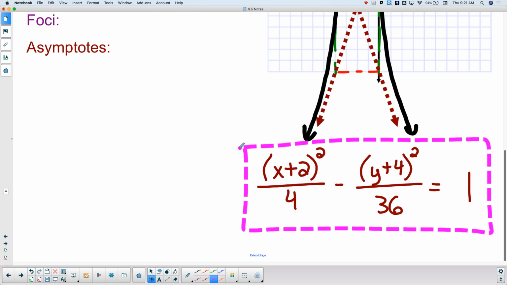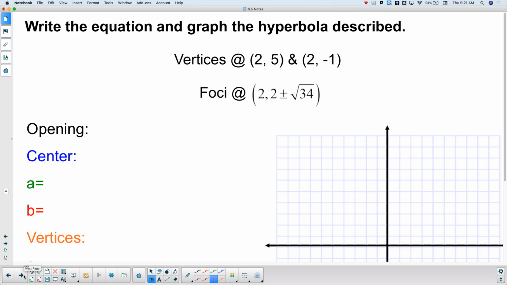Okay. So I didn't need to in this case because it didn't say find the asymptotes, find all that other stuff. I didn't have to find C, find the foci, find the equation of the two asymptotes, because it just said graph and find the equation. All right. What I'd like you to do now is, given this information, find me the equation of the hyperbola and the graph of the hyperbola.